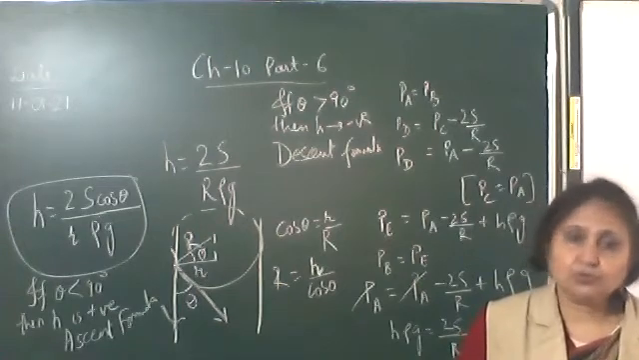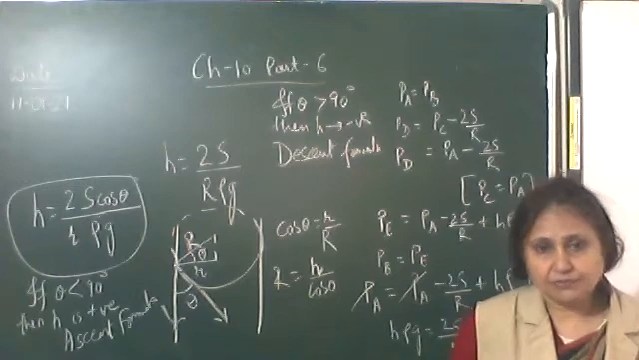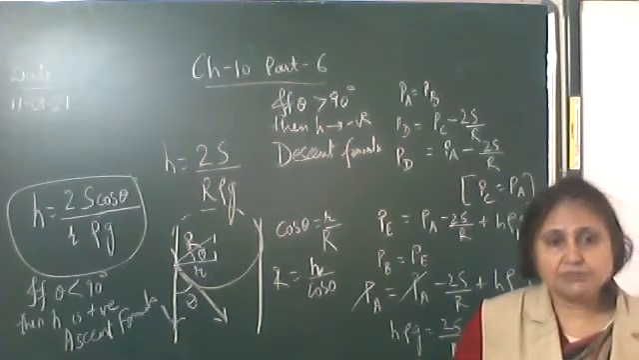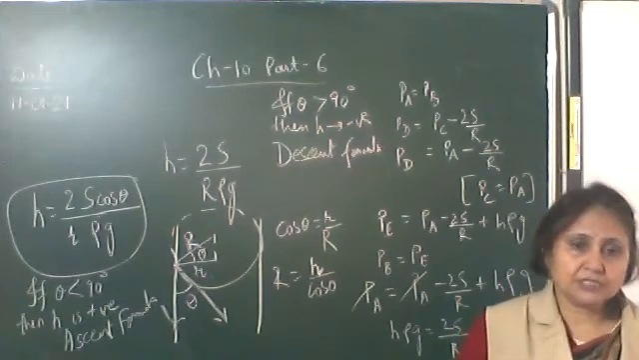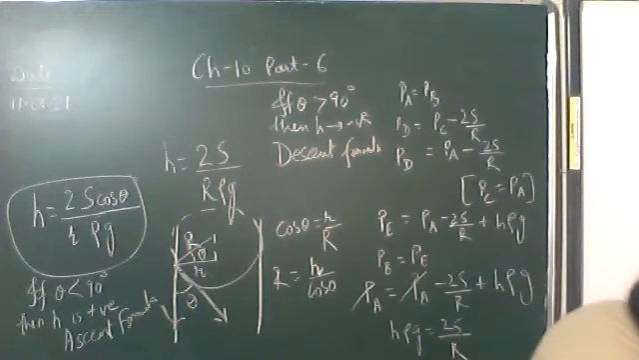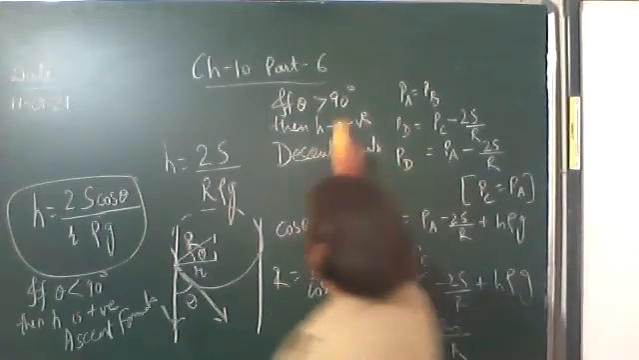So these are the two factors which affect the surface tension of a liquid. The first one is whatever you are dissolving in the liquid. If it is highly soluble, it will increase. If it is less soluble, it will decrease. And the second factor is the temperature. With the rise in temperature, the surface tension of the liquid decreases.